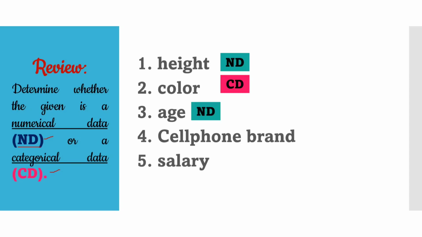Number 3 is a numerical data because age can be expressed as 11, 12, 20, 50, and so on. Number 4, cell phone brand is also a categorical data because we cannot express it as numbers. So cell phone brands can either be Apple, Oppo, Samsung, and so on. Number 5, salary is a numerical data because salaries are expressed as numbers. So I hope that you got 5 over 5 in that review.